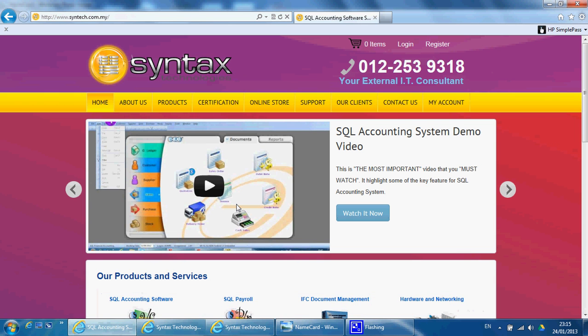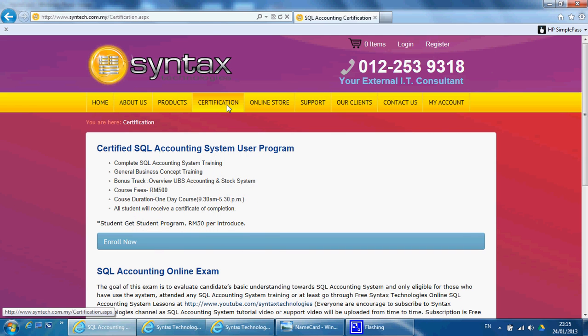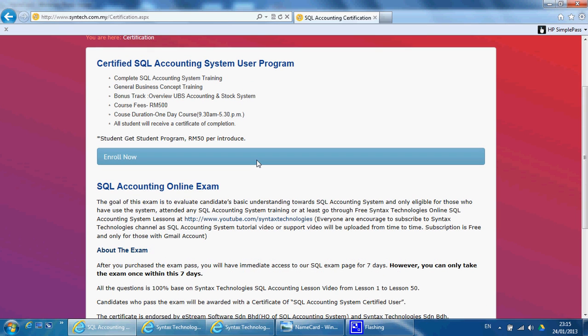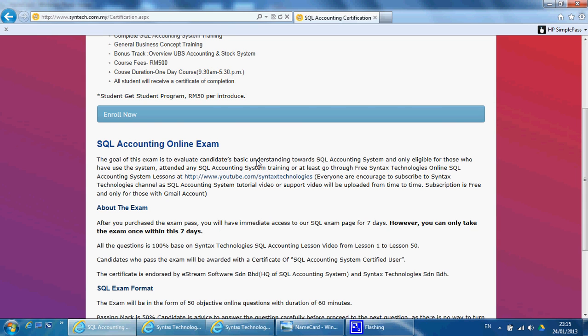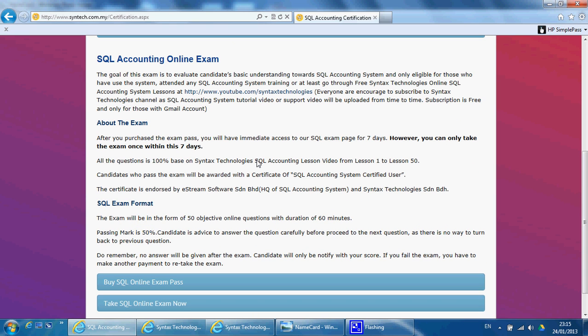Today, I'm proud to announce the official launching of Malaysia's first online accounting system exam portal at our website, store.com.my certification. We are honored to be associated with SQL Business Software and are granted the exclusive right for the SQL accounting system exam portal. By passing the exam, candidates will receive a certificate of certified SQL accounting system user.